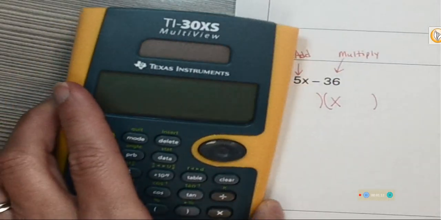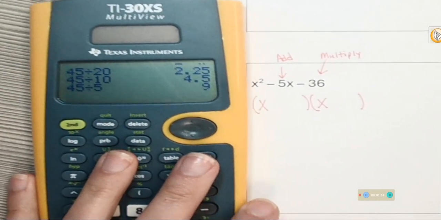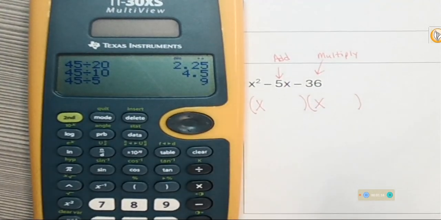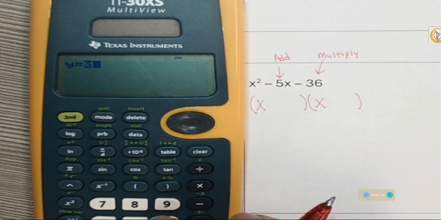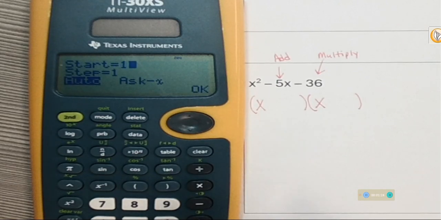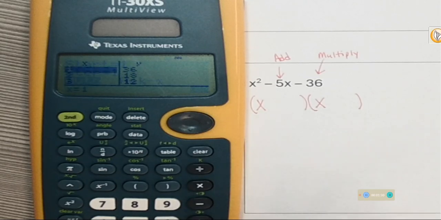So I'm going to take my calculator, and I'm going to let it help me get my factors of 36. I go to the table. I type 36 divided by my x. I'm going to start at 1. I'm going to let it step by 1. That means it goes 1, 2, 3, 4. Auto will automatically give you all of the answers.